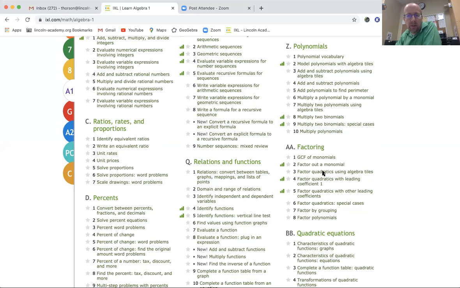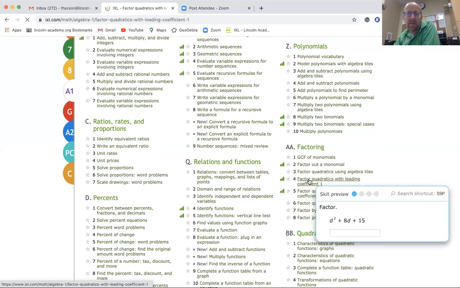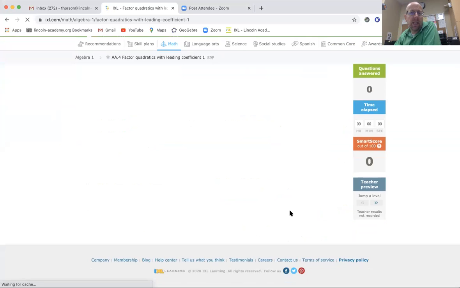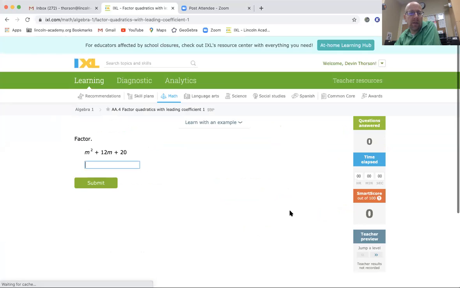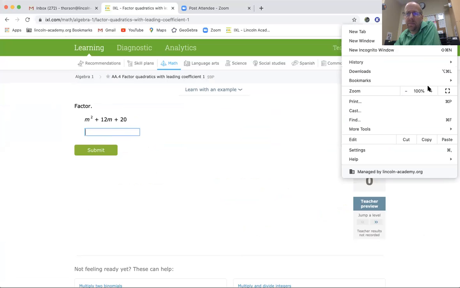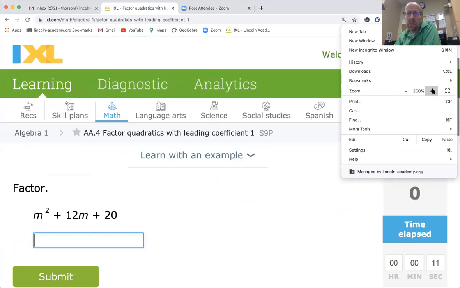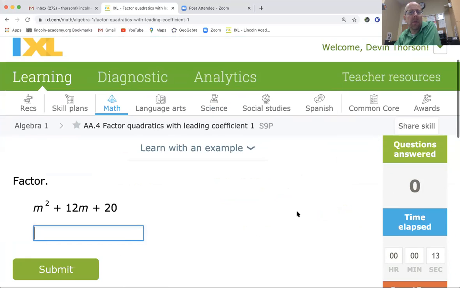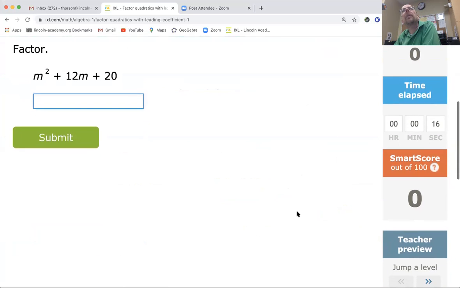All right, so let's just start out remembering how to do our factoring with a leading coefficient of 1. So let's see if I can make this bigger so it's more easily seen. All right, so again, what they want you to do with this is they want you to factor it into two binomials.